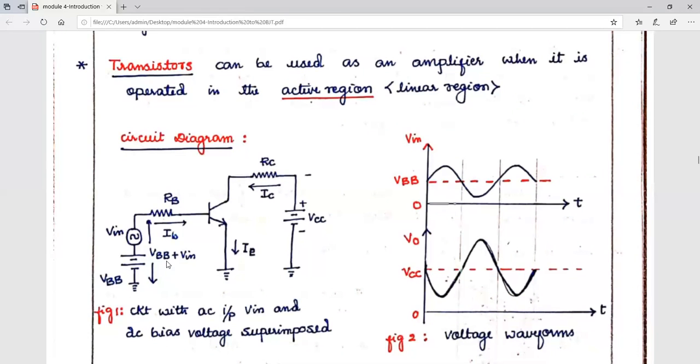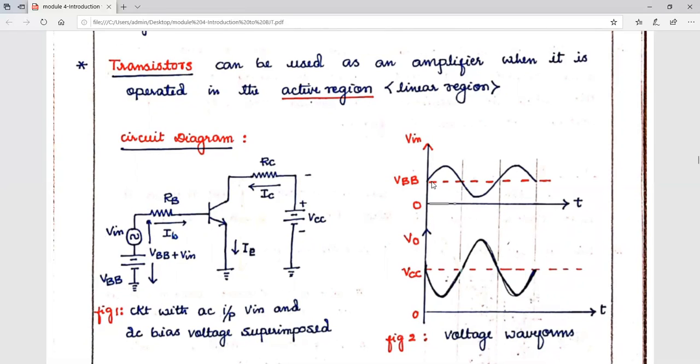Now here this DC source and your AC input Vin will superimpose each other. Now let us just see, since we have taken an NPN transistor, we can see the current directions. The current IB is moving into the device, and current IC is moving into the device, and current IE is leaving the device. So we know that IE is equivalent to IB plus IC, right? Now in the circuit you can see an AC input and the DC bias voltage which is going to get superimposed, that is this particular DC voltage, VBB, and your AC input, Vin, which will be superimposed. Clear?